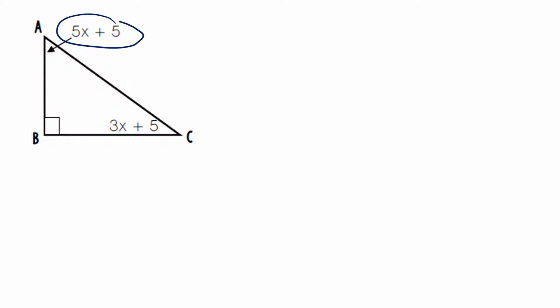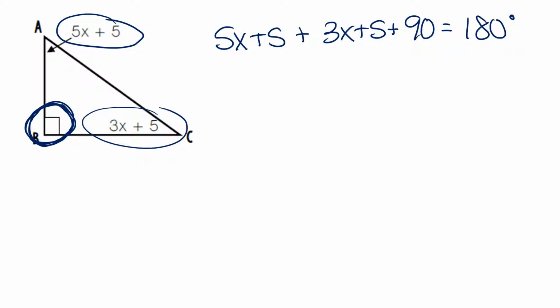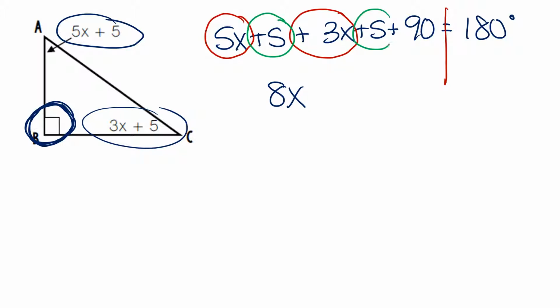For this problem, we're going to take all three angles, 5x plus 5, and add it to the 3x plus 5. And this little box down here, representing letter B, represents 90 degrees. And we set it equal to 180. When we combine like terms, we can combine 5x plus 3x. 5 plus 3 is going to give us 8x. We can also combine the plus 5 and the plus 90. 5 plus 5 plus 90 is going to give us 100.